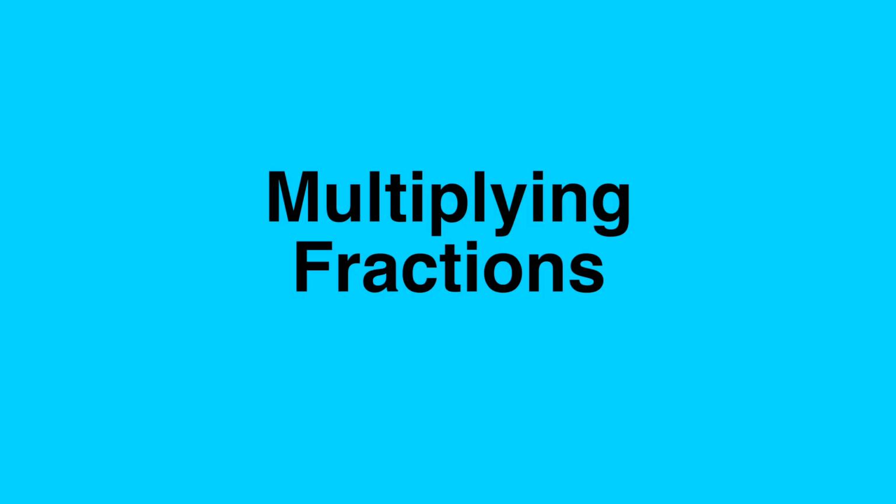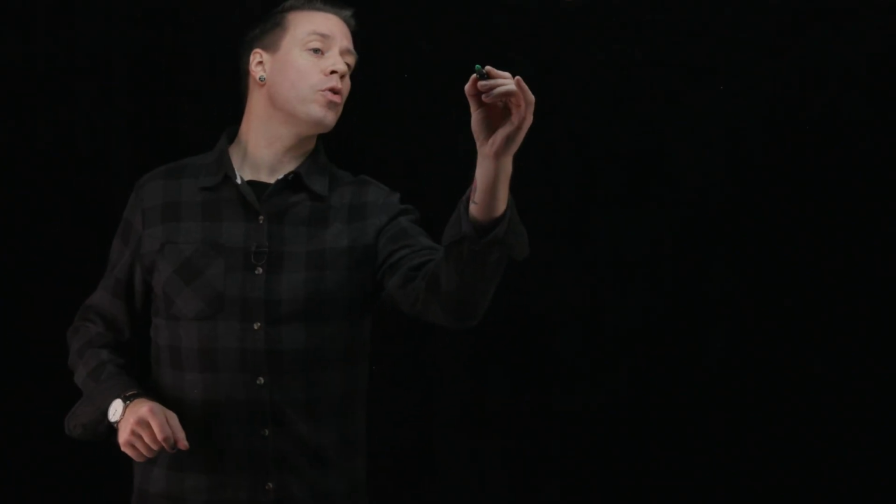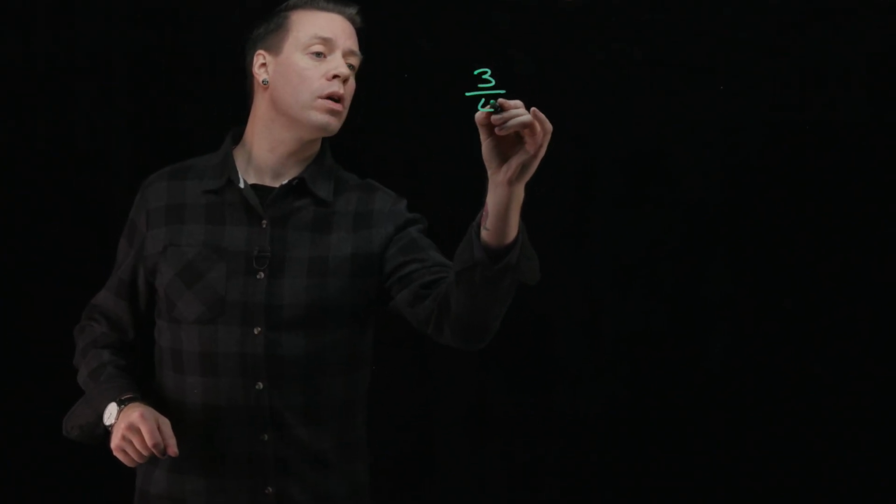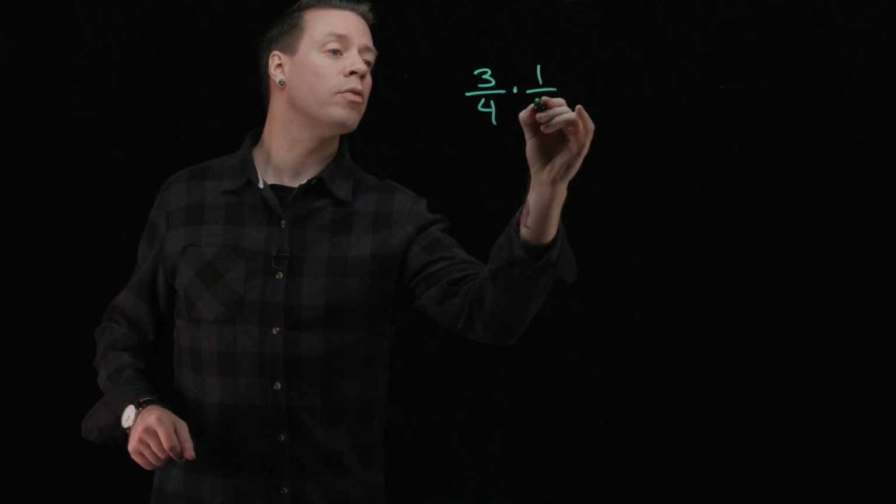In this video, we're going to be multiplying fractions. All right, if we're going to learn how to multiply fractions, we're going to start with a simple example and use that to come up with a basic rule that we'll use throughout the rest of this video. To start, we're going to look at 3/4, 3 over 4, times 1/2, 1 over 2.